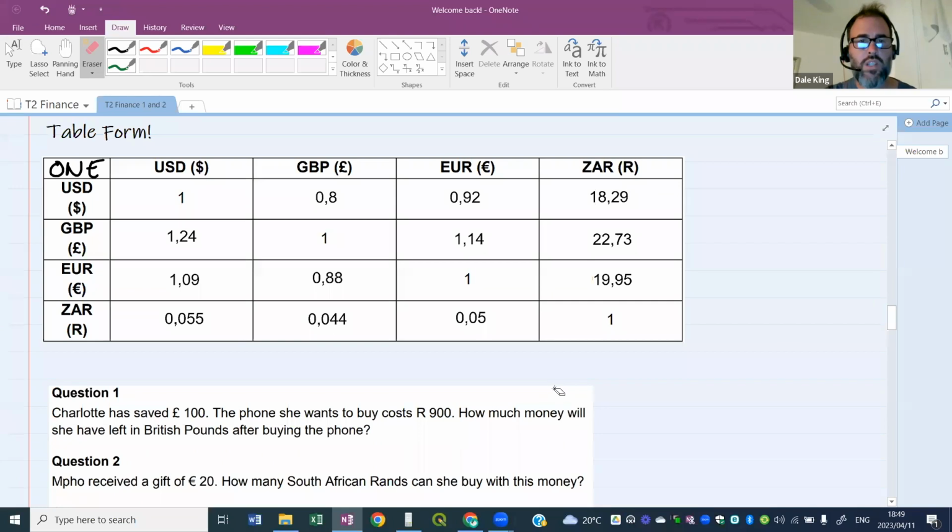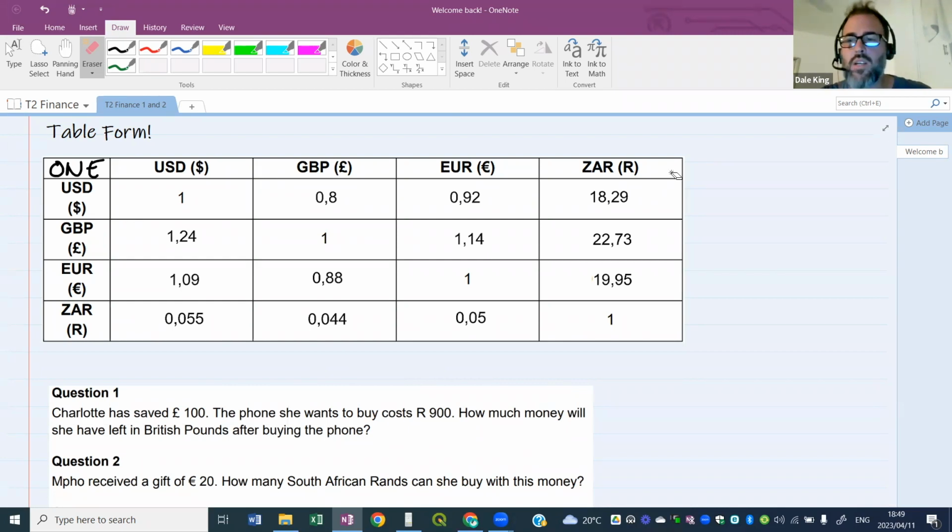Okay, first of all, let's check. Can she even do it? Because I don't think that she'll even be able to do it. So we're going to check how many pounds you're going to get out of 900 Rand. And if she can, will she have any left and how much that is? So step number 1, can she buy the phone with 900 Rand if the phone is £100? Step number 2, will she have anything left?